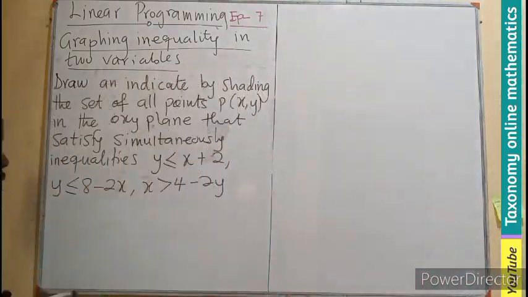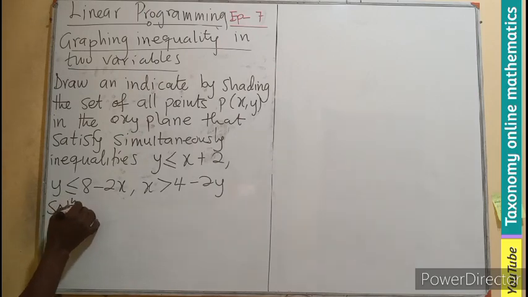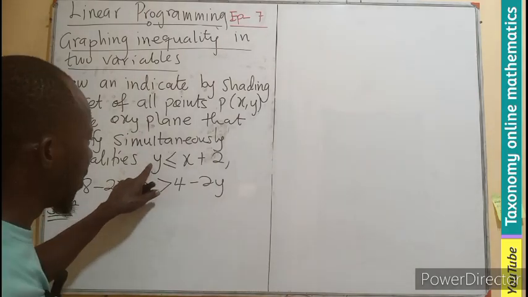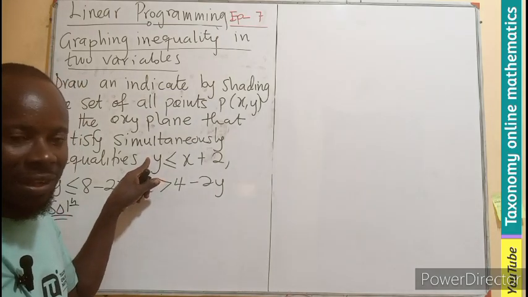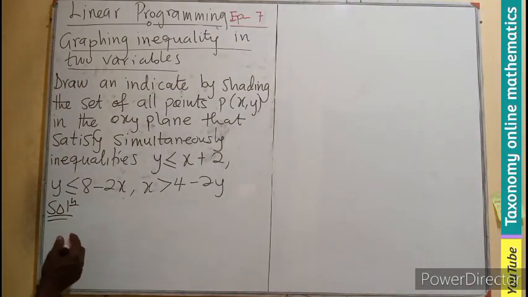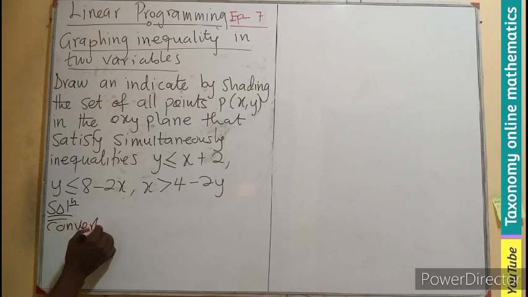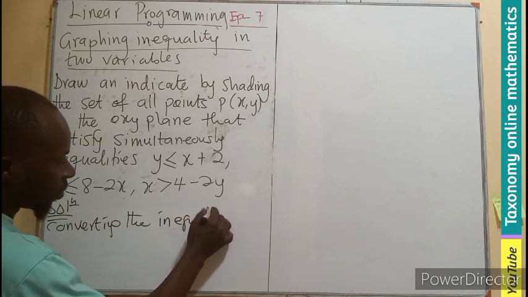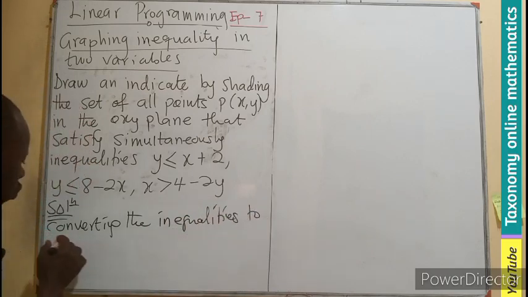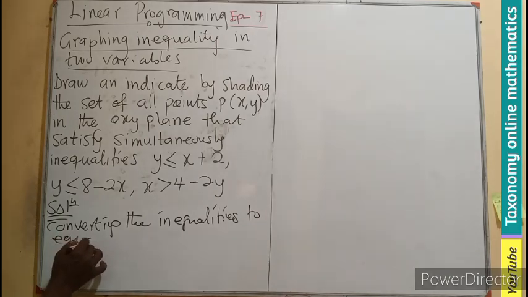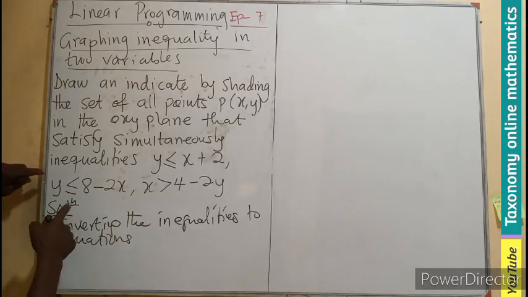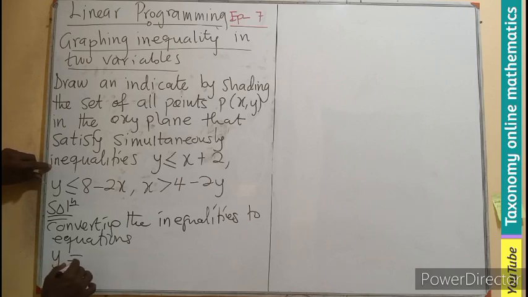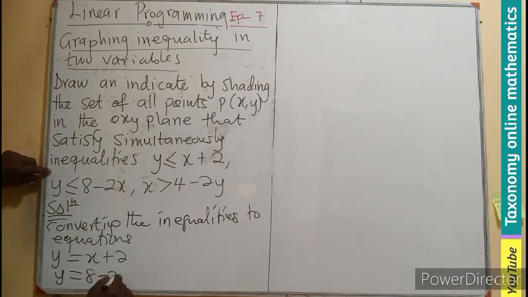Now, if we check, the first two already have the coefficient of y being the same. So we can convert them all into equations. Converting the inequalities into equations, we are going to have the first one to be y equals x plus 2. Then the second one will be y equals 8 minus 2x.